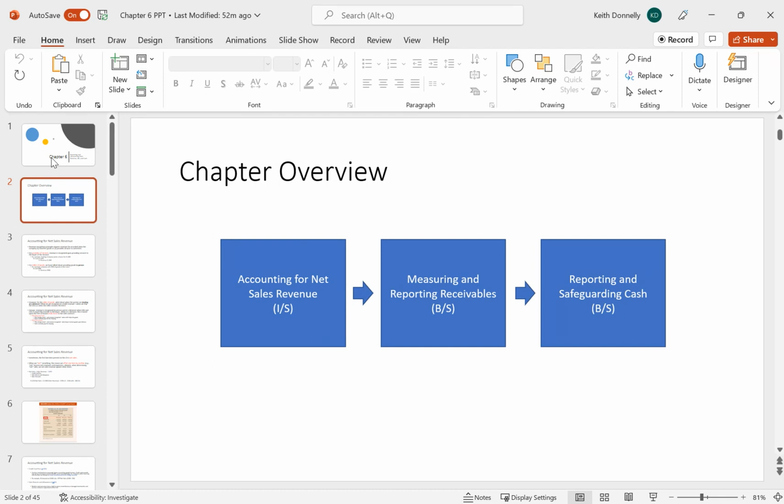Then we'll move over to the balance sheet. We'll look at accounts receivable on there and different ways how you can classify it. Then we'll spend a good bit on figuring out how to calculate bad debt expense for accounts receivable. Finally, we'll round out the chapter. We'll talk a little bit about reporting and safeguarding cash, different controls you can have over cash, including preparation of a bank statement or a bank reconciliation.